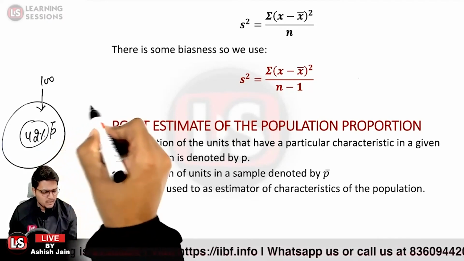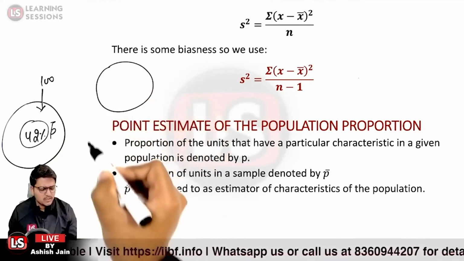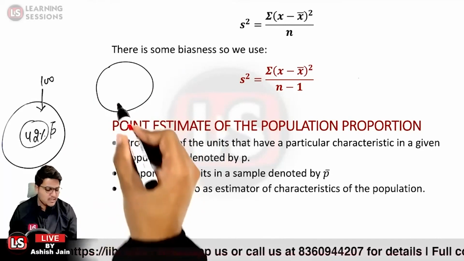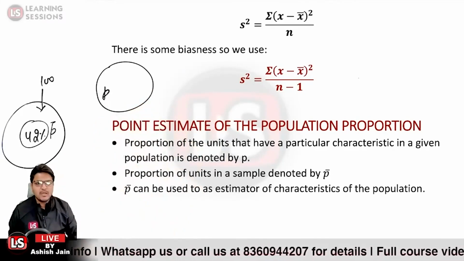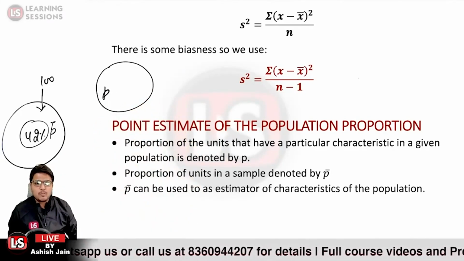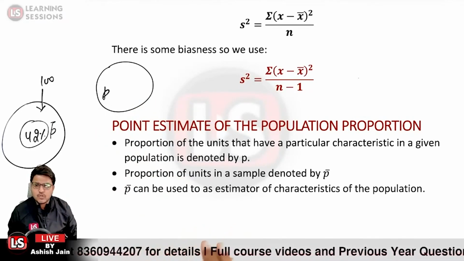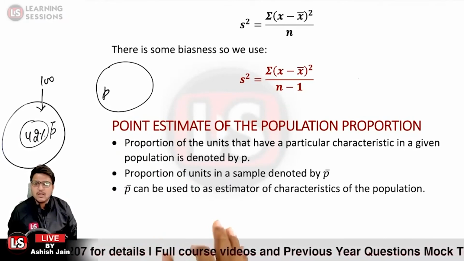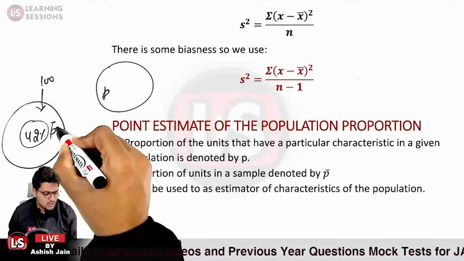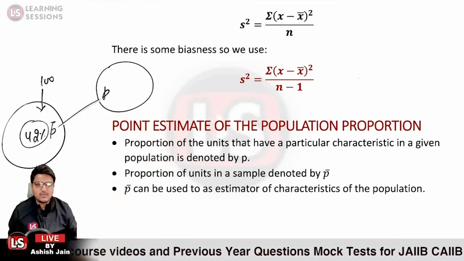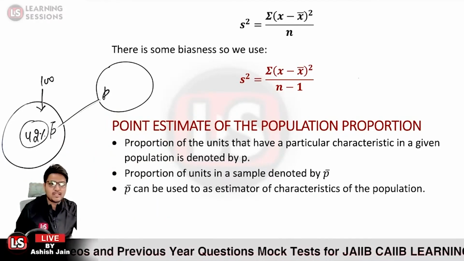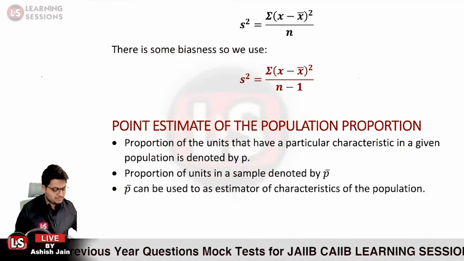And when we are talking about the proportion of the entities in the population itself, it is represented by P. So P bar can be used as an estimator. As I already told you, the sample proportion can be used to estimate the population proportion. That is the point estimate of the population proportion.